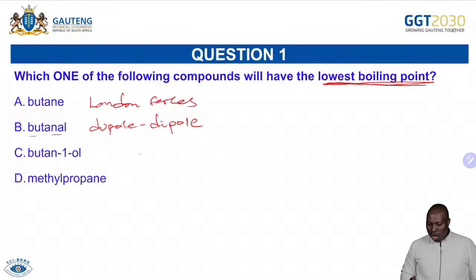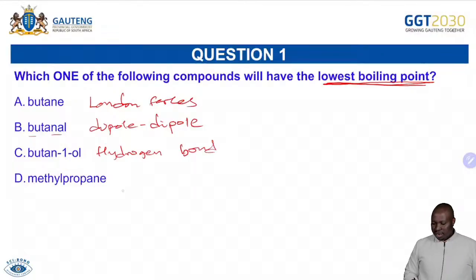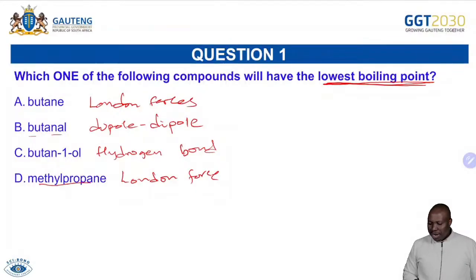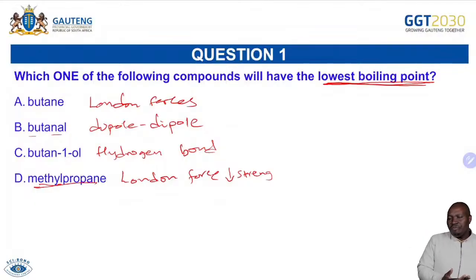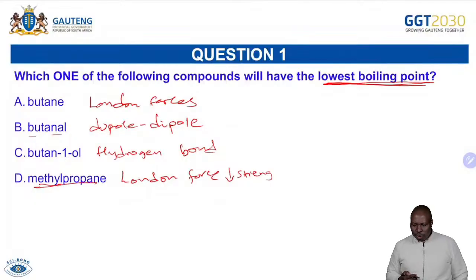And then butan-1-ol has hydrogen bonding. And then methyl propane, like butane, will have London forces. But compared to butane, methyl propane will have a lower strength of intermolecular force. Why lower strength? Because it has a branch. Immediately when you increase the branches, you are decreasing the strength of intermolecular force. So you are able to see it like that.